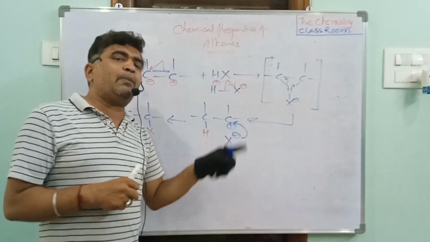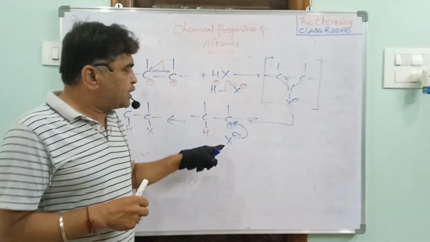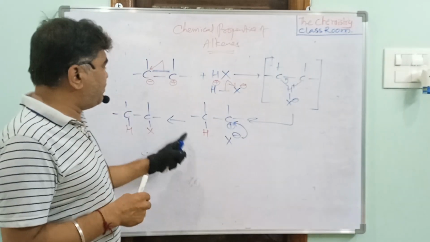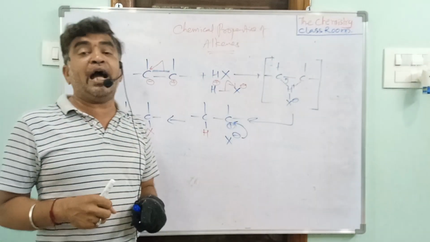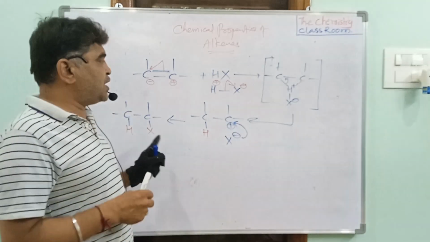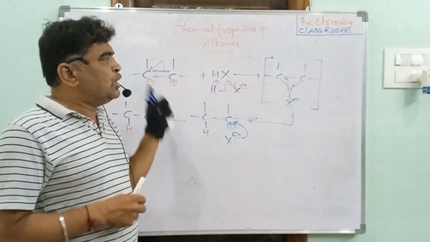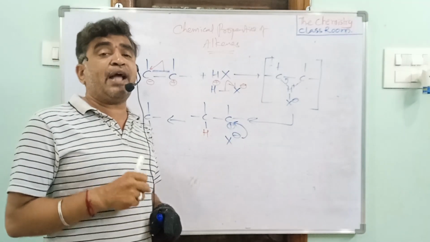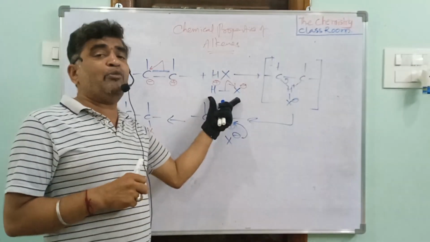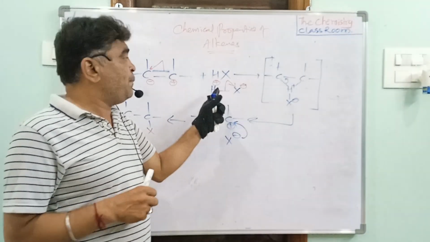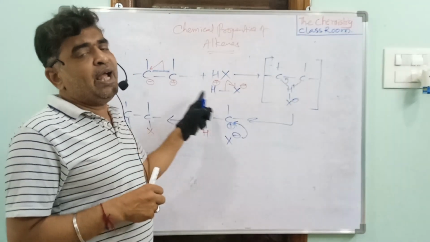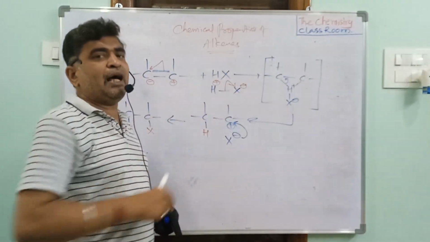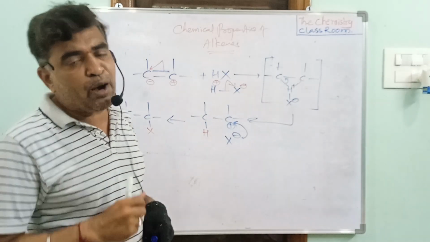So the opposite carbon is getting a positive charge. The negative ion, that is the nucleophile, is going to add to that carbon. And finally you are getting the addition compound. So this reaction is called electrophilic addition reaction. So we have an electrophile and a nucleophile. The electrophile is added first and the nucleophile is added second. So that's why you are forming the addition reaction compound.